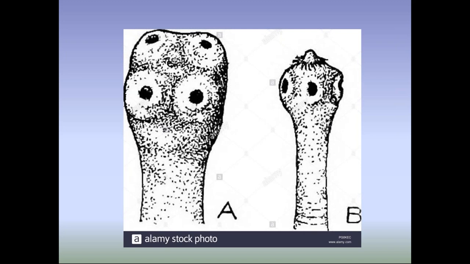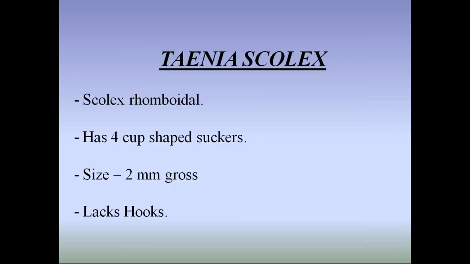Please, all of you, draw the diagram. Taenia solium diagram. Neck is very short, sometimes can't be identified. Four suckers are there. Rostellum is there. Hooklets are there. And the body is there. The body contains segments.